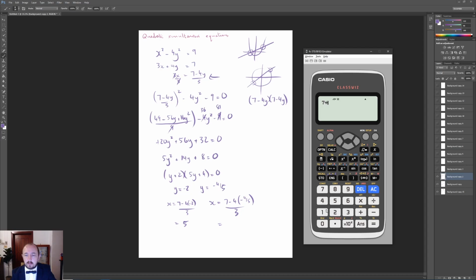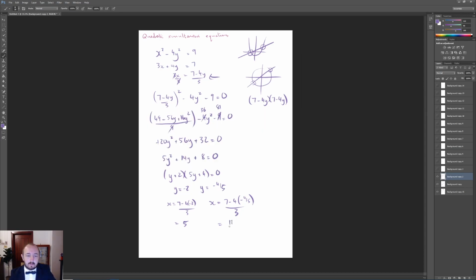7 plus 16/5, divided by 3, is 17/5. So my final values are x equals 5, y equals -2. That's my first intersection. And then I have x equals 17/5 and y equals -4/5.